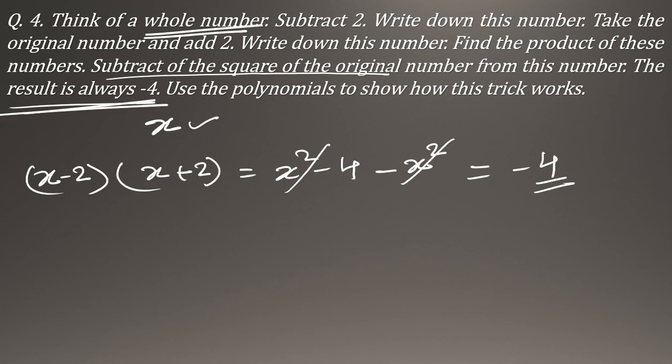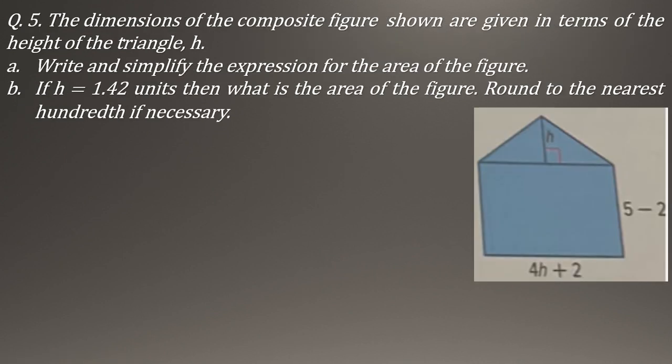Like this you can play the trick with your friends. Do some calculation in the paper and then say like add 2, subtract 4, and like this you do the calculation and then tell them the answer. Okay, now next is, the dimension for the composite figure is given in the terms of height. This is given here, okay, height of the triangle. See, here we have one triangle and one rectangle. So what are they asking? They are asking, write and simplify the expression that represents the area.